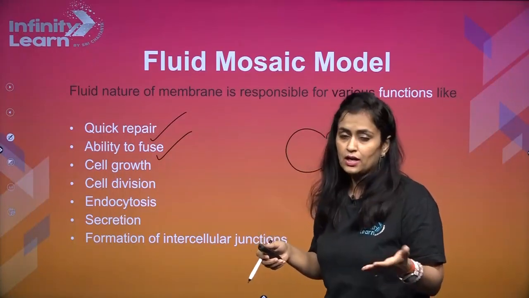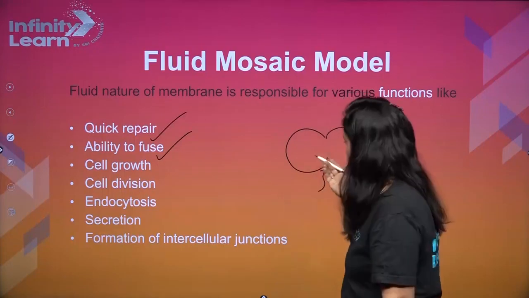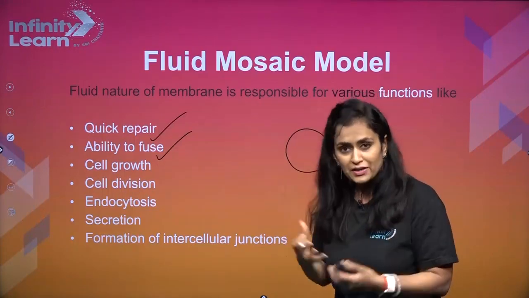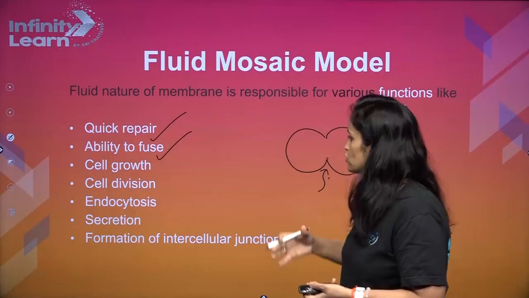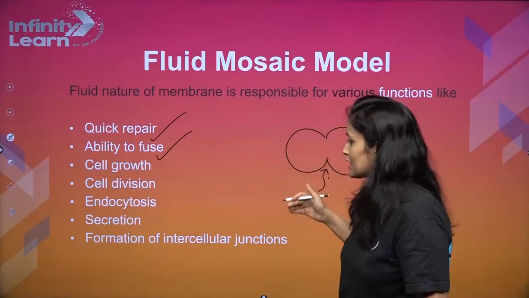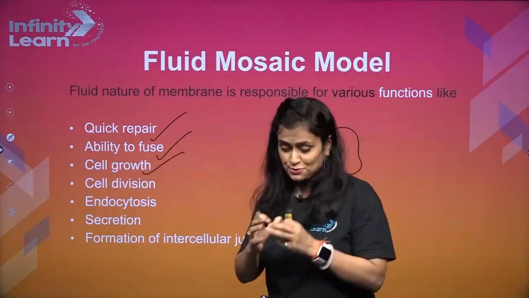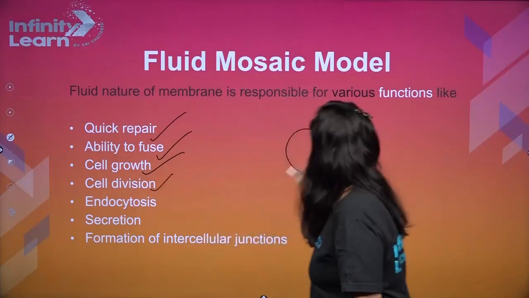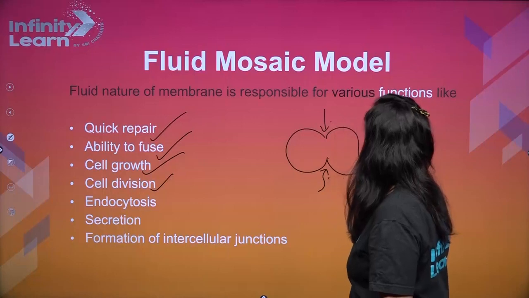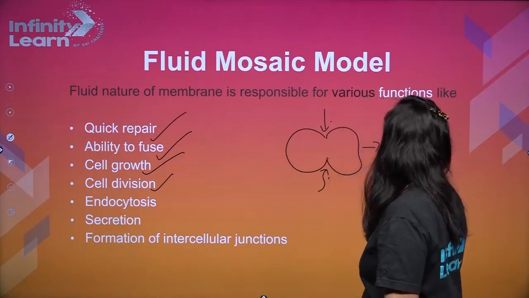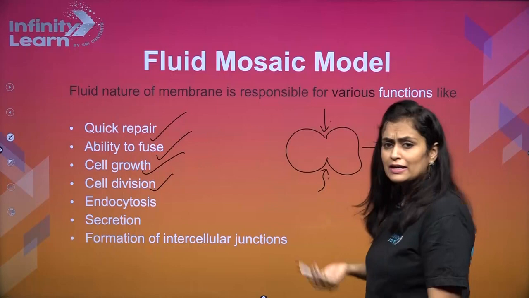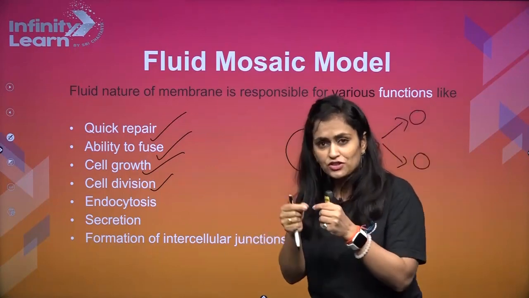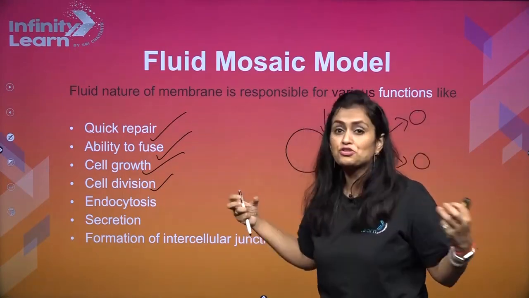in labs, in vitro conditions, we do this for hybridization techniques and all, right? By sonegation methods, that can be done. Cell growth is possible because it is fluid, it can expand and the cell can grow. Cell division is also similarly easy, right? So now this will divide into two daughter cells. We have seen binary fission. Yes, contraction of the plasma membrane will happen and then cytokinesis will happen.